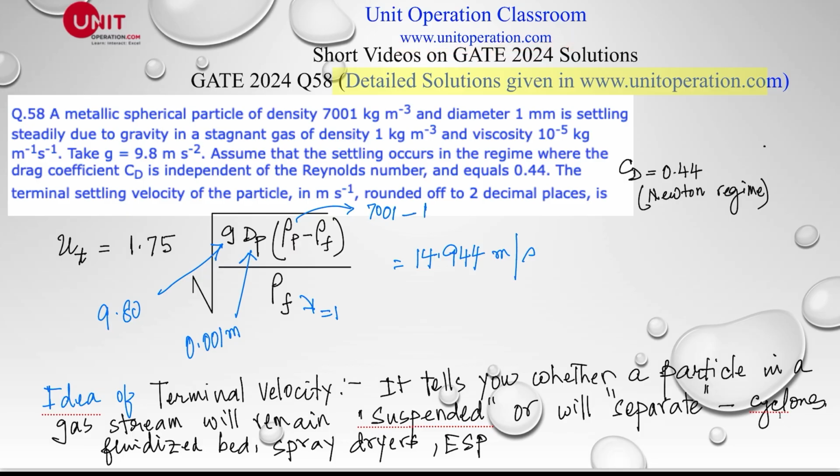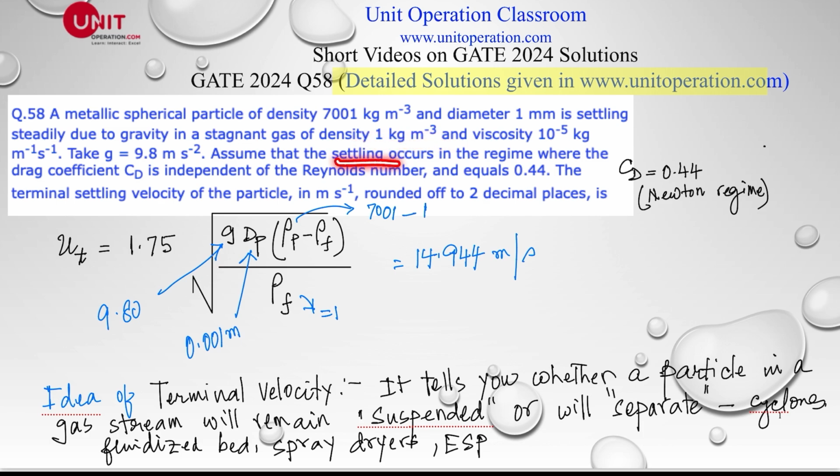Here we are discussing GATE 2024 question 58. A metallic spherical particle of density, this is the particle density, and diameter 1 mm, is settling steadily due to gravity in a stagnant gas. So it's settling due to gravity in a stagnant gas here. This is the 1 mm particle, and this is the gas viscosity, and this is the gas density.